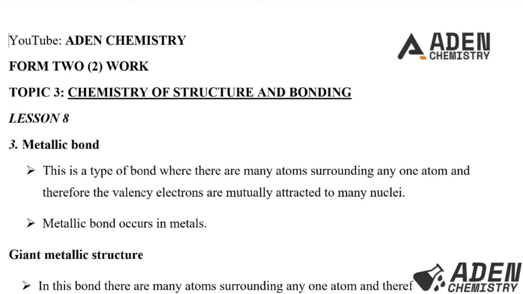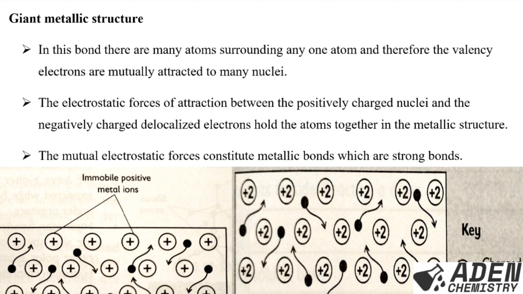So let's go next to the structure of metallic bonding. The structure of metallic bonding is called giant metallic structure. Remember, when we were dealing with ionic bonding, we said we have giant ionic structure. When we are dealing with covalent bonding, we said we have two structures. One of them was molecular structure, and the other was giant covalent or giant atomic structure. So when we are dealing with metallic bonding, we have giant metallic structure.